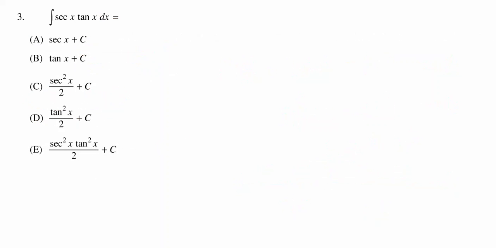All right, number 3 says the antiderivative of secant tangent. So we need to know what derivative gave us secant tangent. I would definitely say we need to know the derivatives of sine, cosine, tangent, cosecant, secant, and cotangent. So let's run through them.